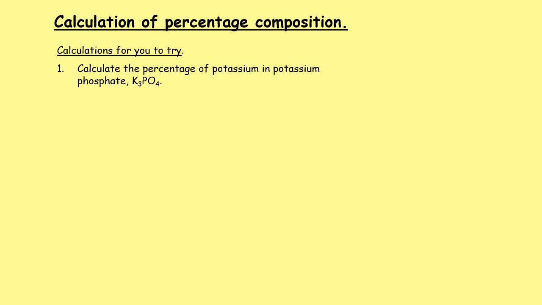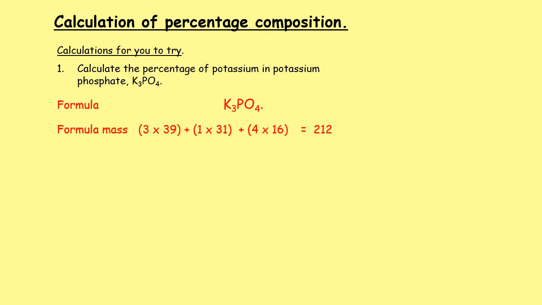So for those of you who have just resumed the video, we're going to go through the answer to this one. So percentage of potassium in potassium phosphate. Well, the formula is K3PO4. So the next step is to work out the formula mass. We have 3 potassiums, which is 3 times 39. We have 1 phosphorus, which is 1 times 31. And we have 4 oxygens, which is 4 times 16. That gives us a grand total of 212, and that's the formula mass.